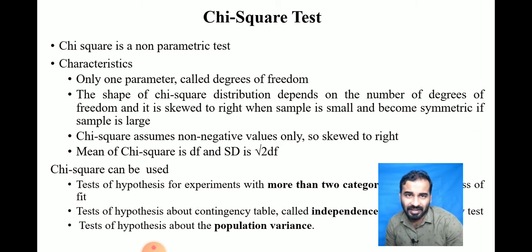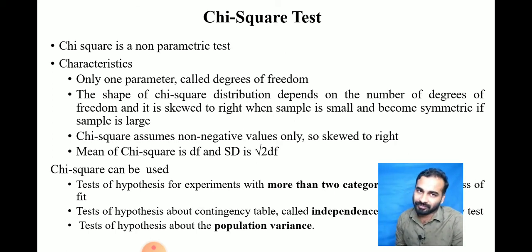The mean of the chi-square distribution is the degrees of freedom, and the standard deviation is the square root of 2 times the degrees of freedom. Clear? And what is the degrees of freedom? In the t-test, it was n-1 or n-2. But the chi-square test has different varieties of use, and in each use it assumes different degrees of freedom.